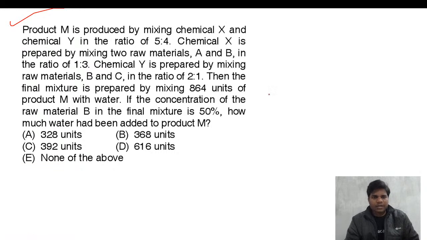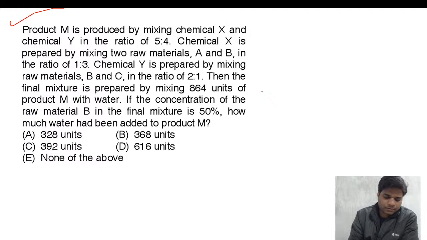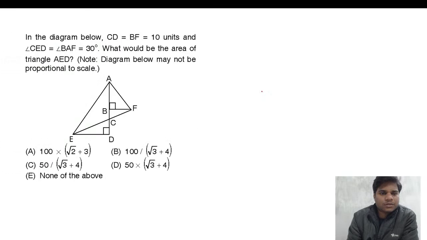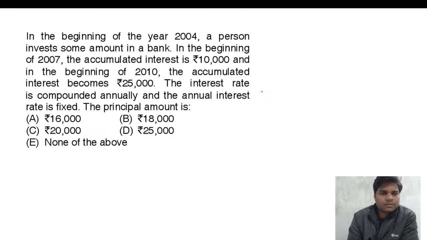Fine, try this one. Just read this data. Product M is produced by mixing chemical X and chemical Y in ratio 5:4. Chemical X is prepared by mixing 2 raw materials. Fine. Let me see, there are too many questions. Just a second.